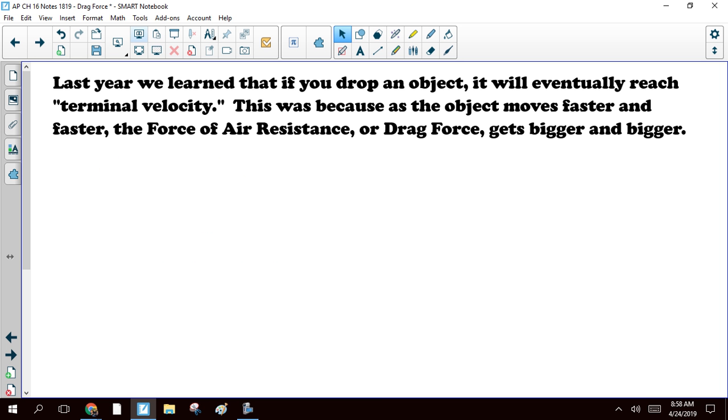Look at that. All right, so last year, and this year for that matter, we learned that if you drop an object, it eventually reaches terminal velocity, right? So somebody tell me real quick, why does that happen? Because the force of gravity equals the force of air resistance. Good. So eventually you get to a point where gravity's pulling it down, and the air resistance cancels that out.